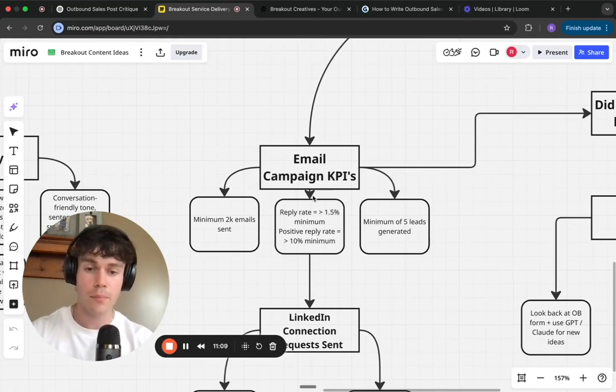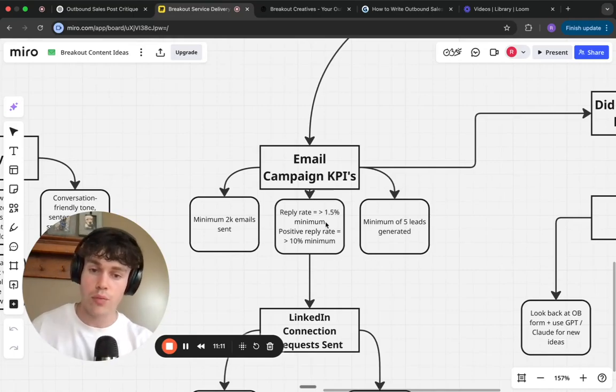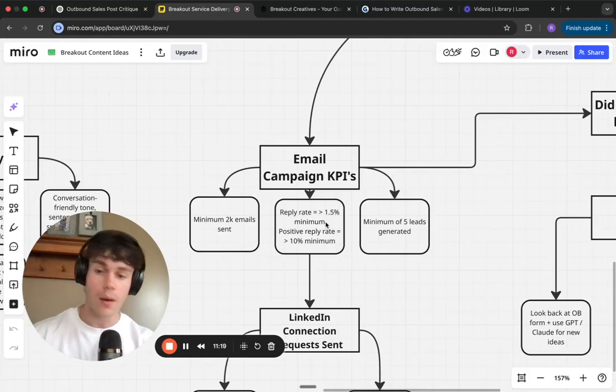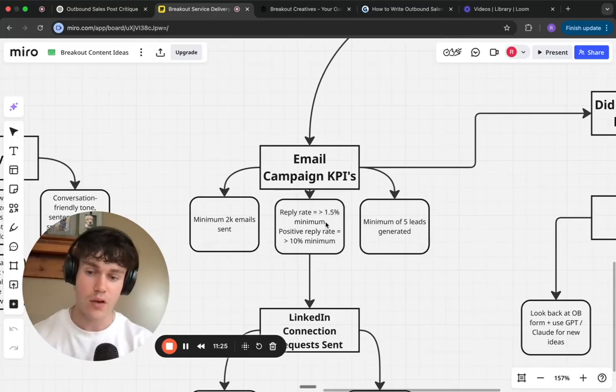On the deliverability side, is our reply rate greater than 1.5%? If anything that you're sending is less than a 1.5% reply rate, something is messed up on the deliverability side of things. You need to stop campaigns and you need to fix that right away.